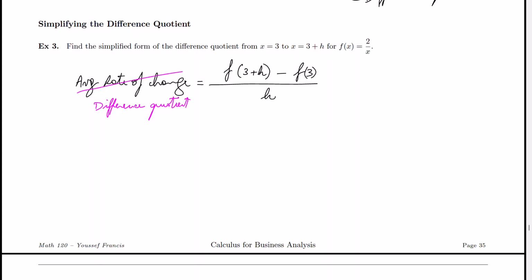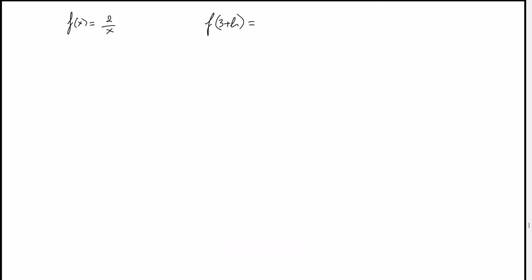Okay, so let's calculate f of 3 plus h, minus f of 3, and divide everything by h. I think I'm going to need more space, so let me create an empty page and put everything on it. Keeping in mind that the function is 2 over x, let's find f of 3 plus h.